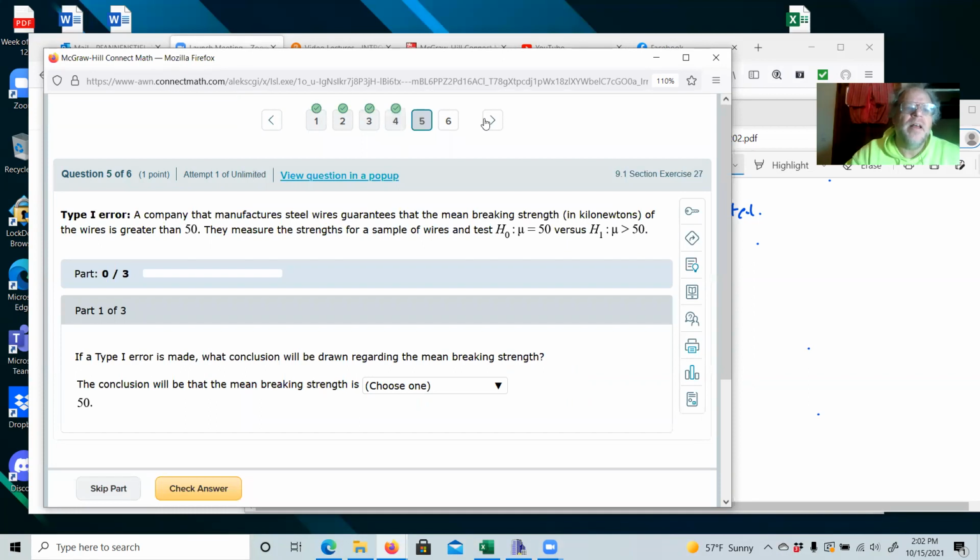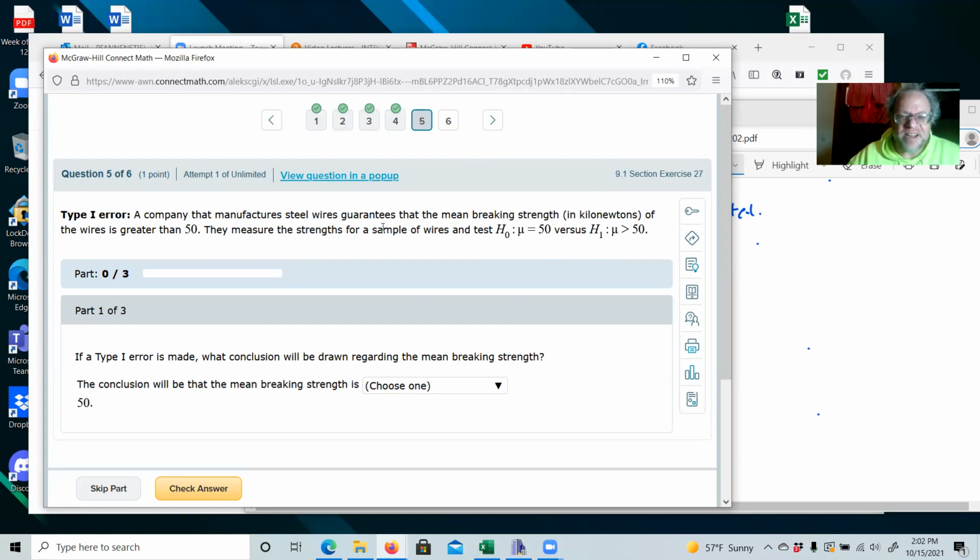All right. A company that manufactures steel wires guarantees that the mean breaking strength. Okay, it's a cool machine to do this, by the way. Because you put it in a thing and it just pulls on it until it breaks, and you can measure how much pull it's been dealing with, how much tension it puts on it. Okay, but it just pulls it, it tears it right apart. It's so cool to watch.